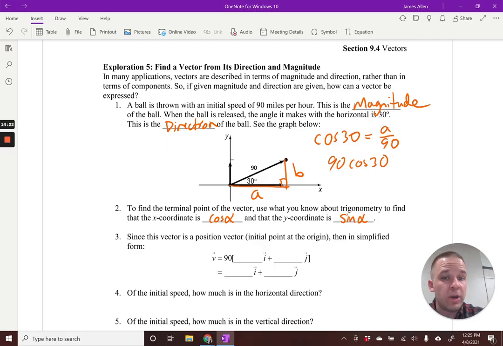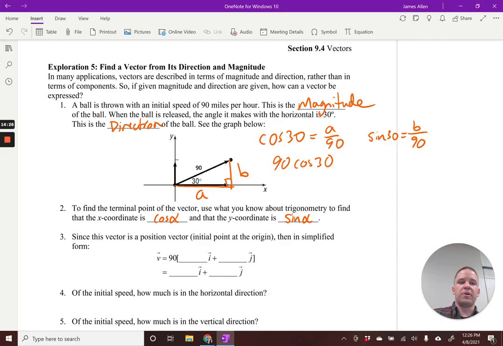Okay? So we could do the same there with B. Let me do that real quick. We'd have sine of 30 is equal to B over 90, multiplied by 90, and I've got B solved, right? Always kind of nice to look back at the visual there and not just memorize little pieces of the puzzle, right? Okay, so with that being said, let's pop down to number 3 now.